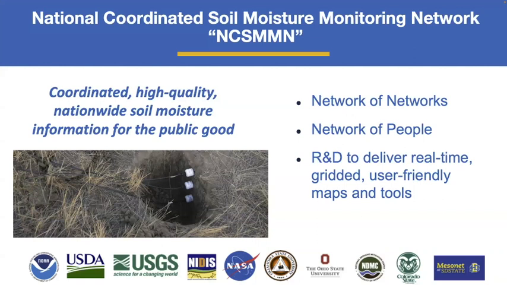Probably most of you have seen this multiple times. This is our go-to starting slide. The National Coordinated Soil Moisture Monitoring Network, that's the title we got from Congress. NCSMMN, what are we about? Again, I think this has percolated up through these last two days, but it's about developing a system for coordinated, high quality, nationwide soil moisture information to serve the public good. So that's what we're all about.